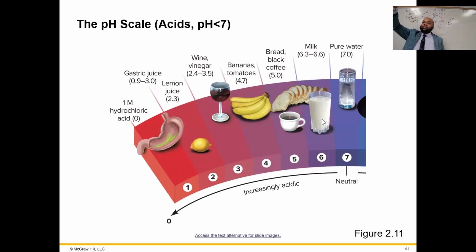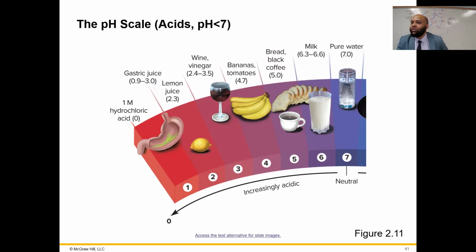No, you get more acidic as you go down. So compared to water, I meant. Compared to water, milk is more acidic than water, but it is more basic than bread and less acidic than bread. So if you go up, you become less acidic. Milk is not acidic. Milk is close to neutral. The pH is 6.3.